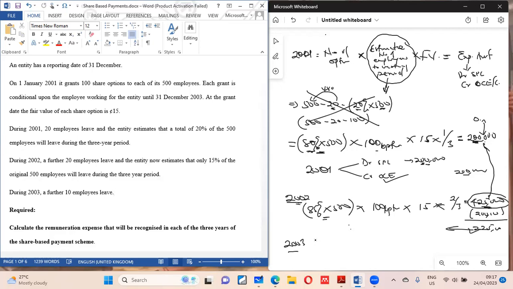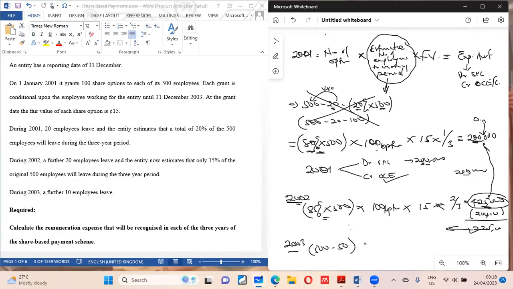So the number of employees will be 450. Exactly, 500 minus 50. Somebody is asking why 50. I told you that when you get to the vesting date, it is no more estimation because you already know the number of people who have left. Here, a further 10 have left. We have 20 who left, then another 20 who left here, so it makes 50.